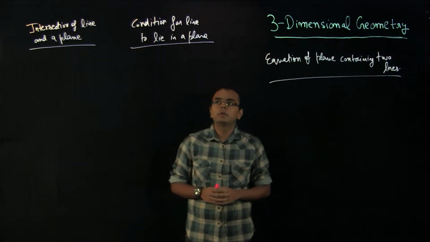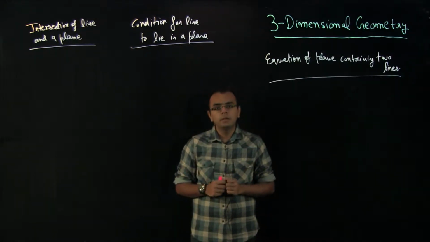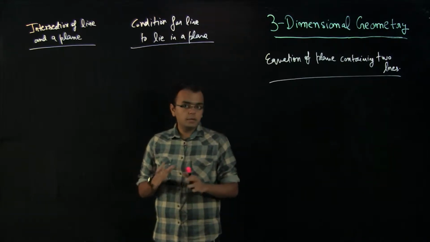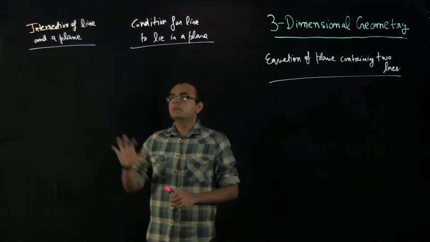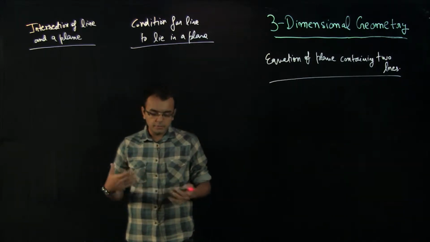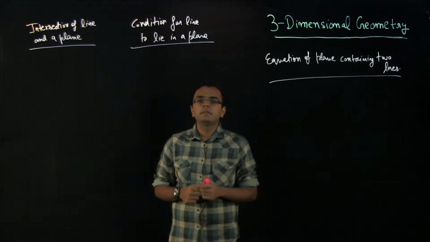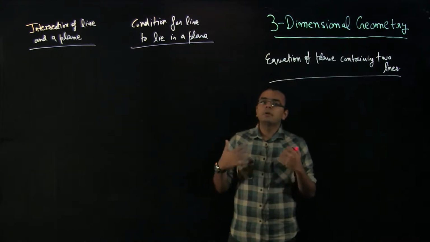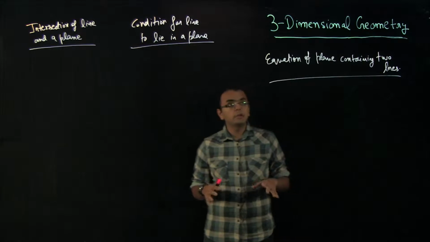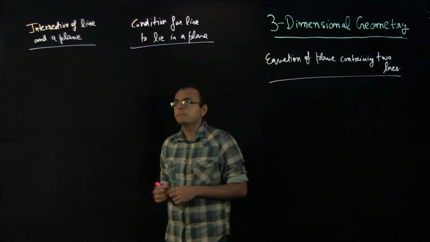In this video we will be talking about three things for the chapter of 3D. This is the last video for the chapter of 3D, and in here we will be going through very interesting topics. The first topic is intersection of a line and a plane. So we will find, whenever there is a plane, when will the line intersect the plane. Then we will talk about the condition for a line to lie in the plane completely, and then we will be talking about the equation of a plane containing two lines.